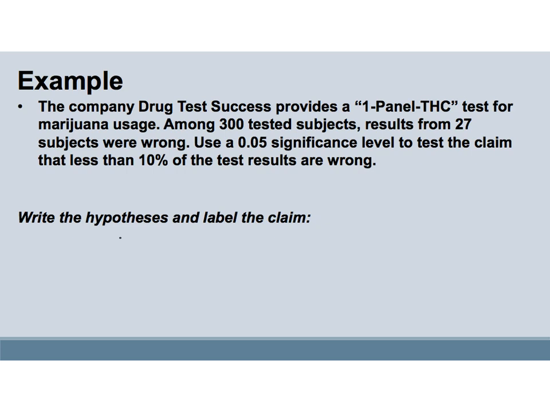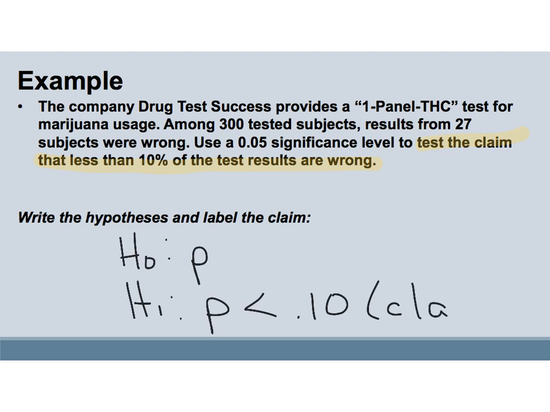So, write the hypotheses. So H naught, H1, P, because I know I'm doing proportion. Alright, so what is our claim? It says, test the claim that less than 10% of the test results are wrong. So, less than, alternative, 10%, 0.10. So again, my alternative is my claim. Opposite of less than is greater than or equal to.